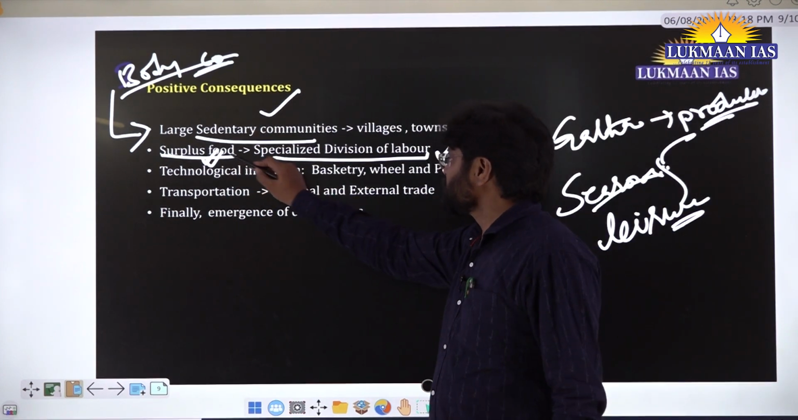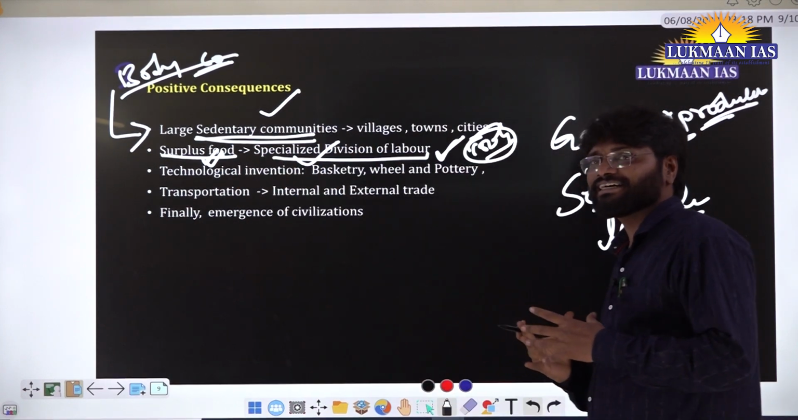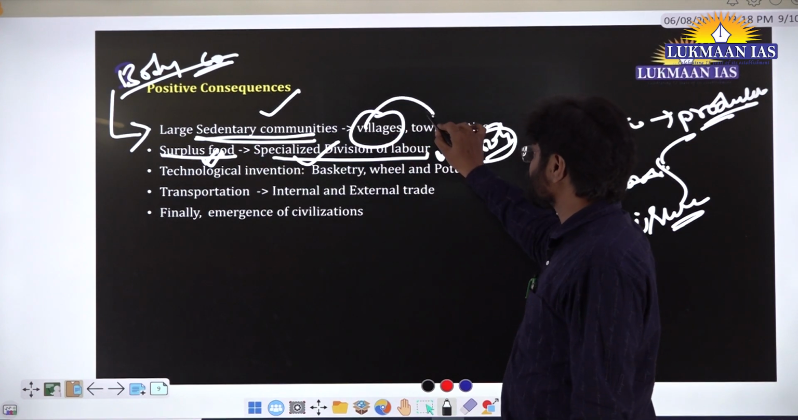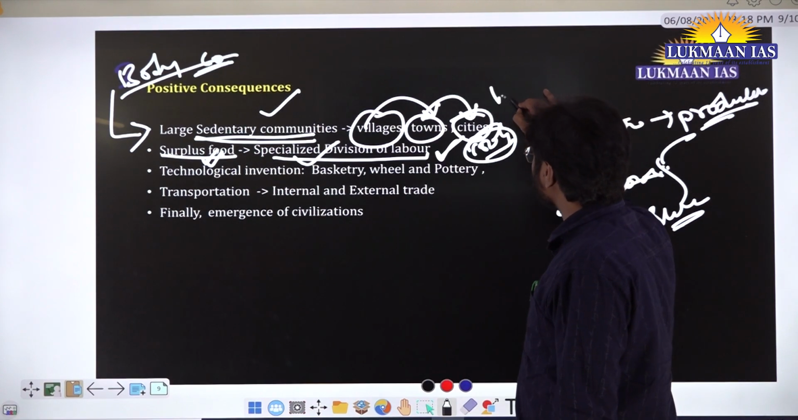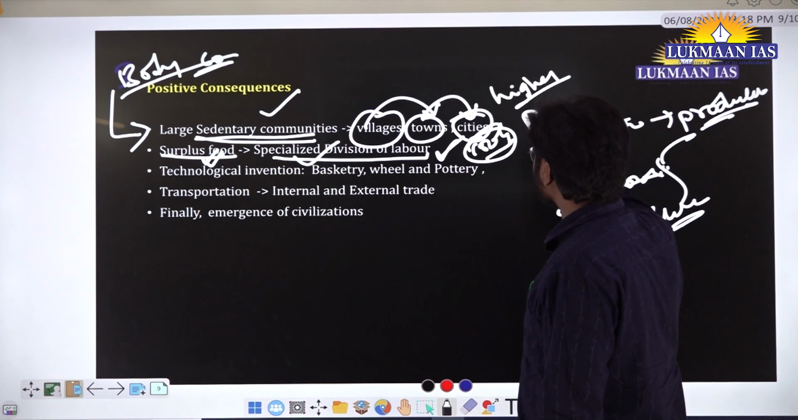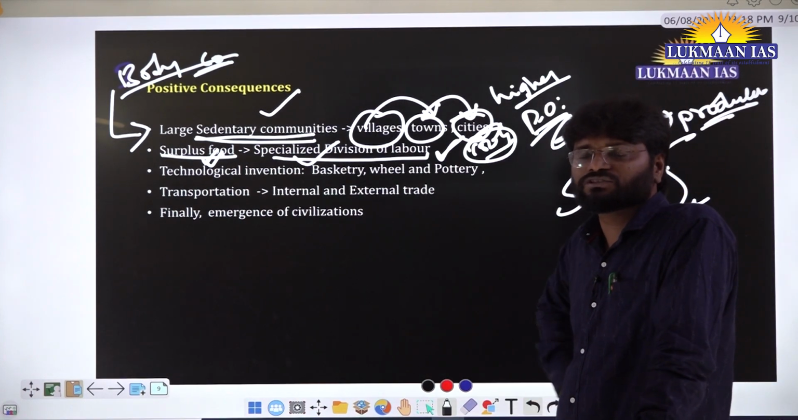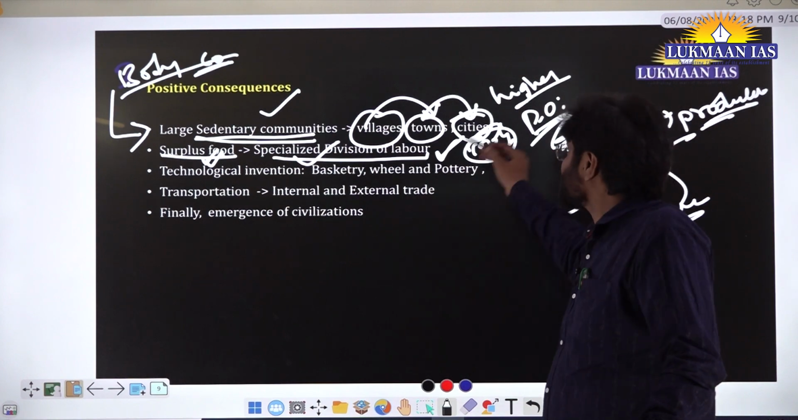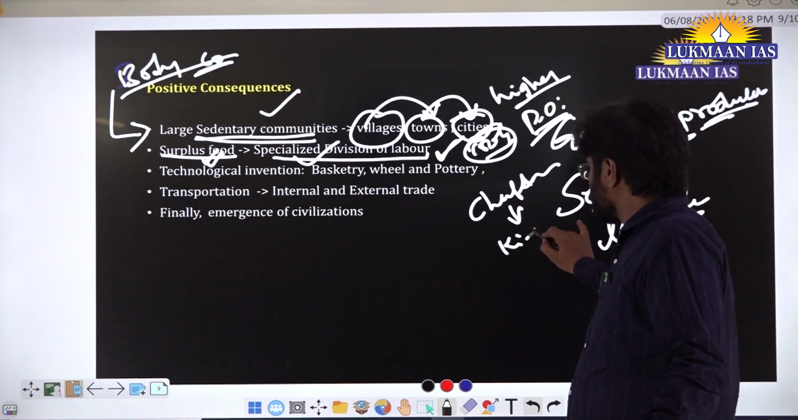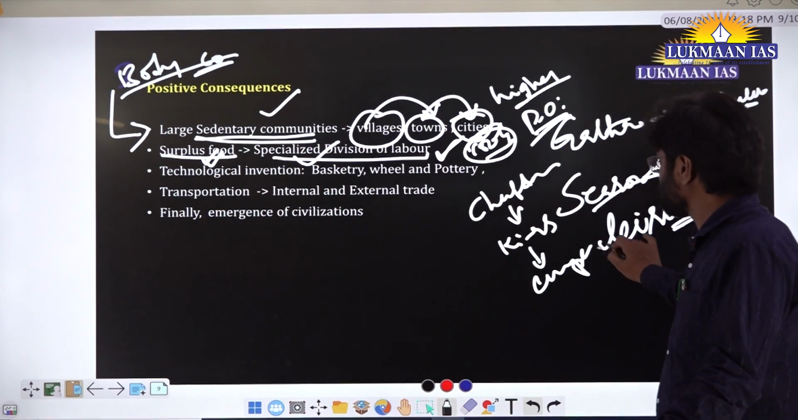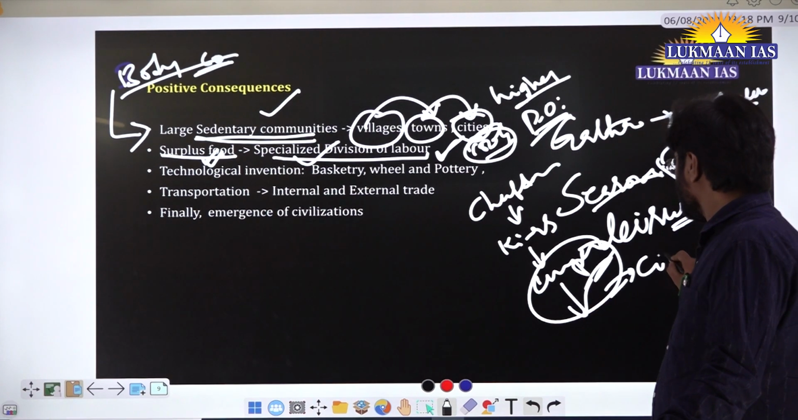So this surplus food and division of labor led to the emergence of large scale sedentary villages, and villages grew into towns, towns grew into cities. To control this higher population density, new kinds of political organizations emerged, that is territorial based states, territorial based kingdoms, or territorial based chiefdoms. So this is the way chiefdoms became kingships, kings became emperors, and these emperors finally became civilized people, urban areas.